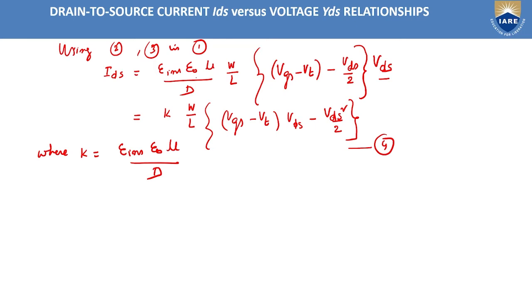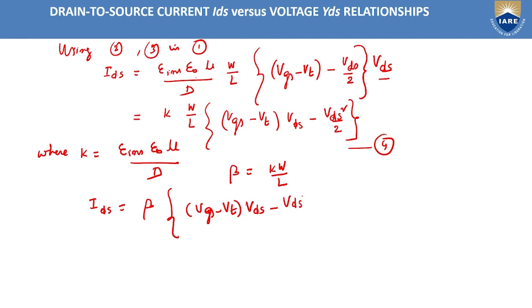Okay. Now I will represent it in a different way by using the parameter beta, where beta is equal to K W by L. Then equation 4 becomes IDS is equal to beta into VGS minus VT into VDS minus VDS square divided by 2. Okay, so let me call this equation 4A.